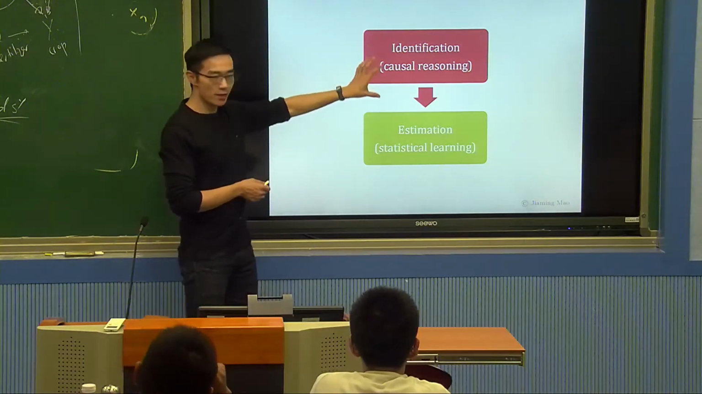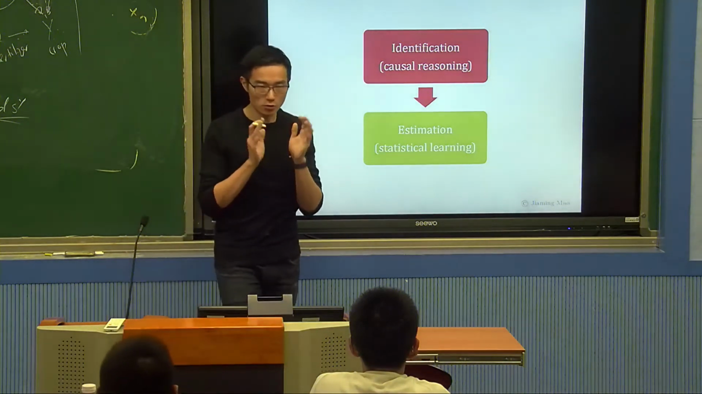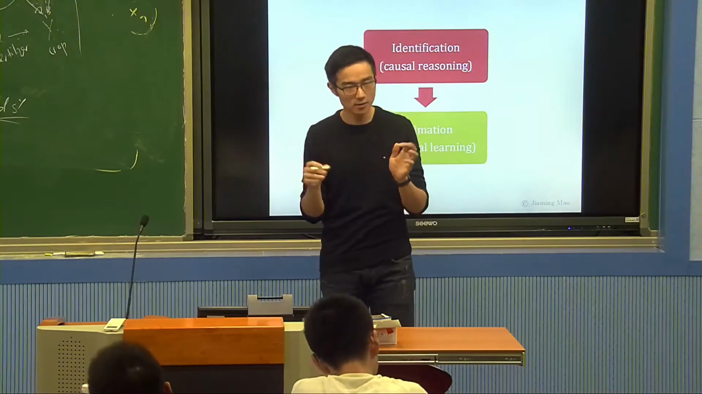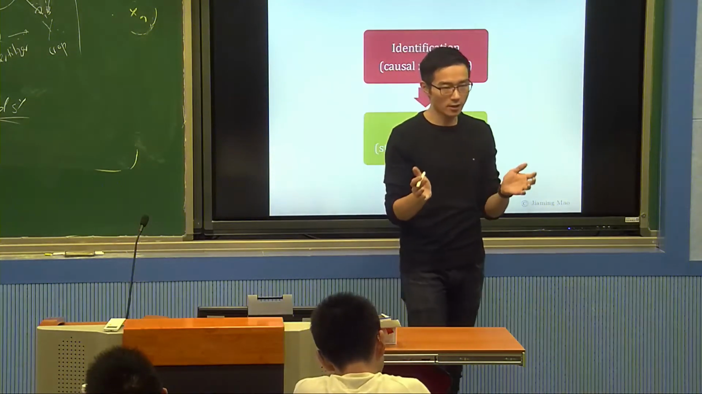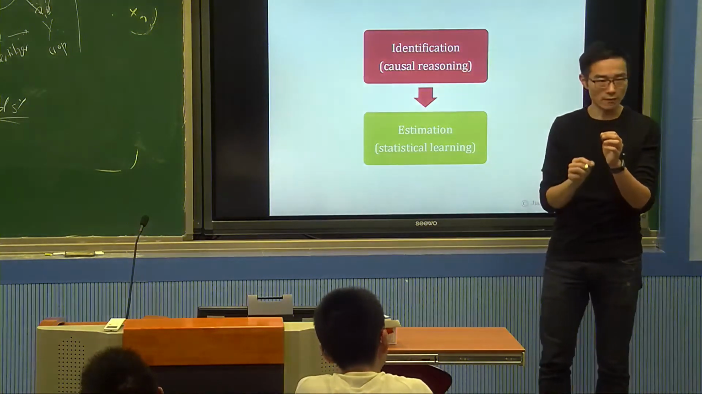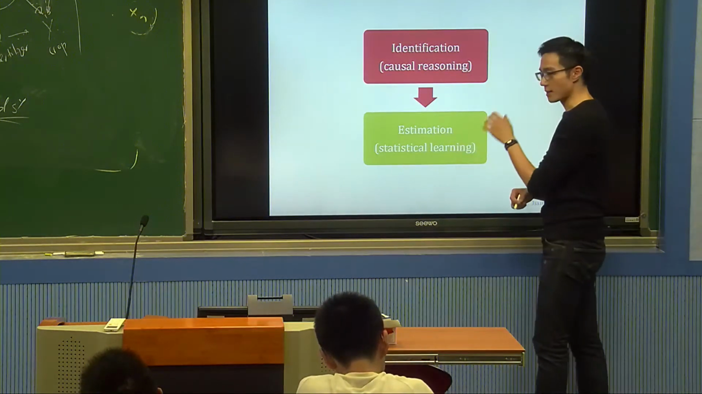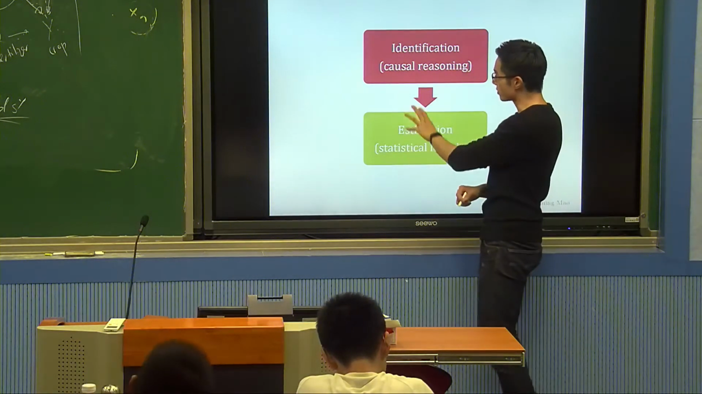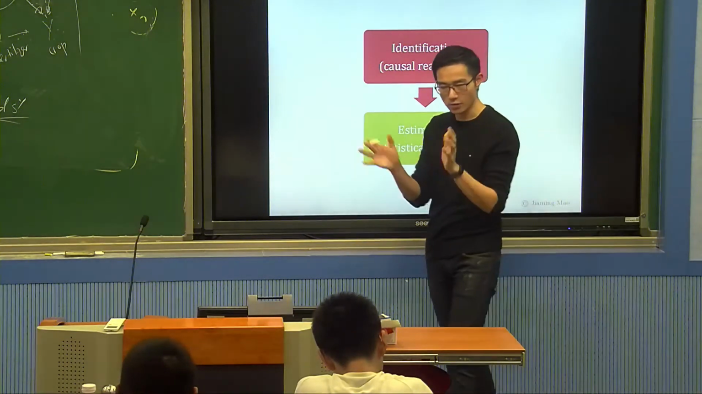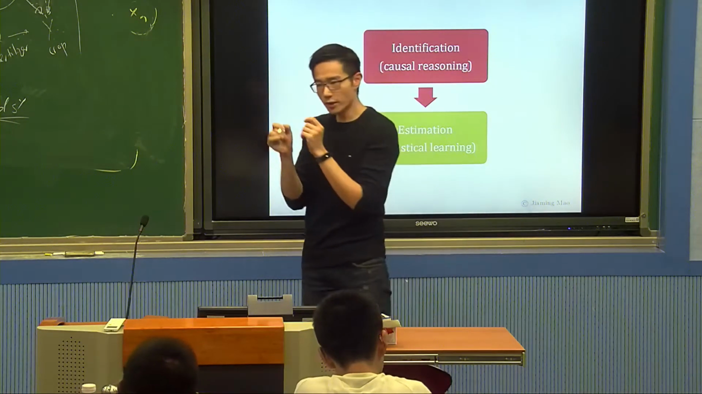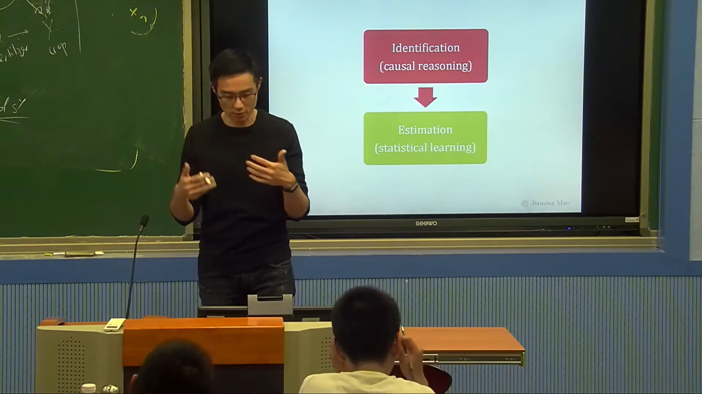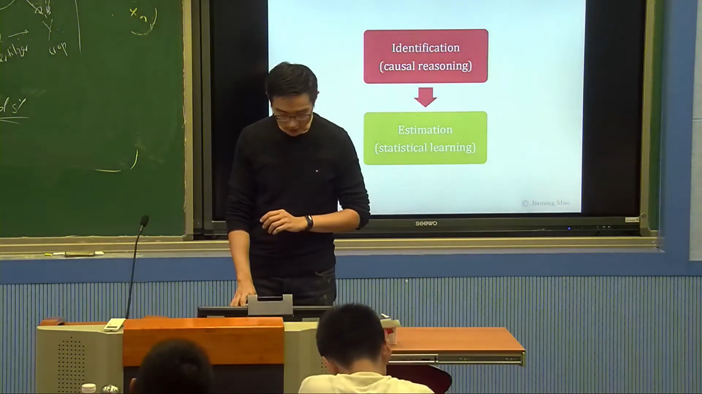The first stage, identification, is a pure causal reasoning step. There's no mathematics, there's no statistics, there's nothing involved. Only causal reasoning based on the causal graph. The second stage is estimation, which is based on the first stage. Once we complete our identification using causal reasoning, then we can pick a statistical model to get the effect out. So let me go through them one more time.